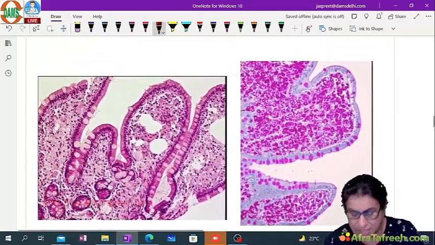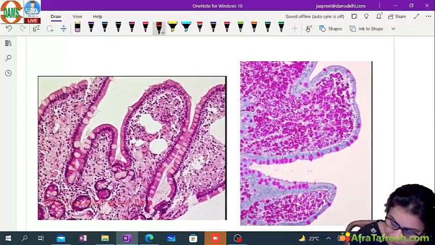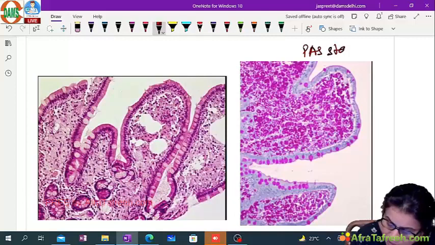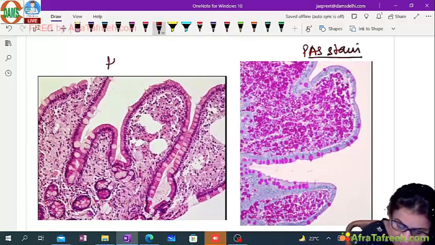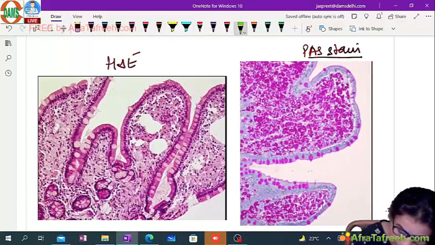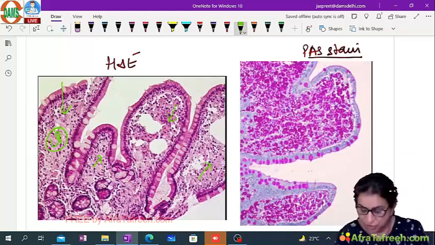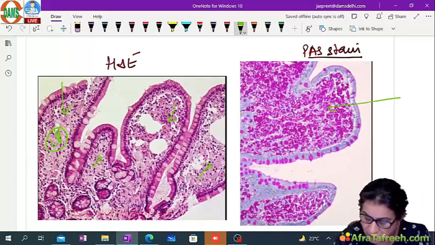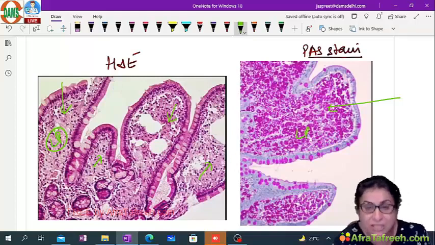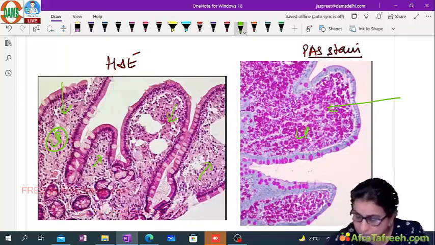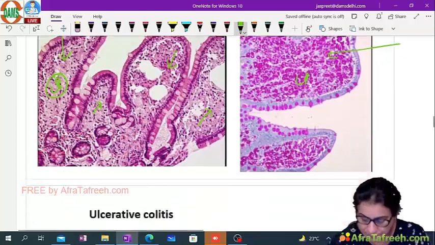And now this is the microscopy of Whipple's. First, this is PAS stain. And this is normal H&E staining, hematoxylin and eosin staining. And this is the lamina propria, I'll just write LP. This lamina propria I'm showing with an arrow. This is not normal. It is full of macrophages. And this is PAS staining. Again, this is the lamina propria. Look at these dark magenta colored bacteria inside the macrophages in the lamina propria.